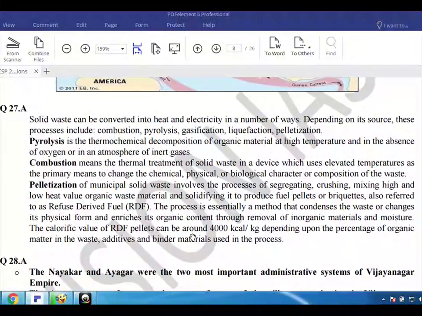Pelletization of municipal solid waste involves the processes of segregating, crushing, mixing high and low heat value organic waste material and solidifying it to produce fuel pellets or briquettes, also referred to as refuse-derived fuel, RDF. The process condenses the waste or changes its physical form and enriches its organic content through removal of inorganic materials and moisture. The calorific value of RDF pellets can be around 4,000 kilocalories per kilogram, depending upon the percentage of organic matter in the waste, additives and binding materials used in the process.